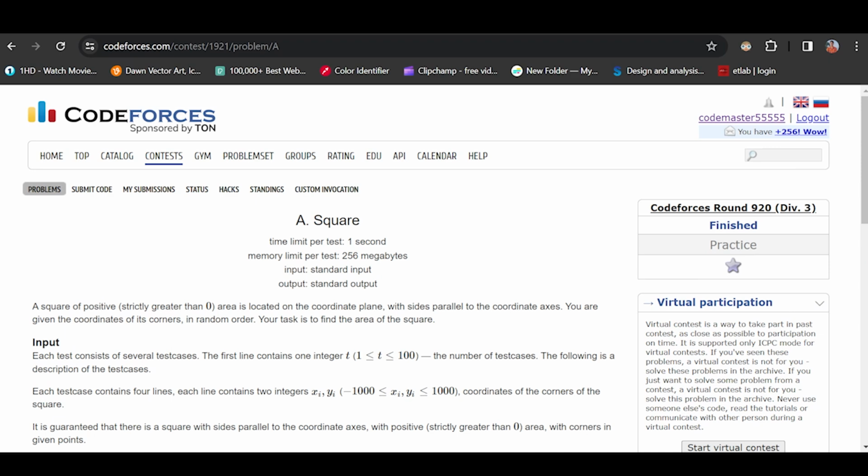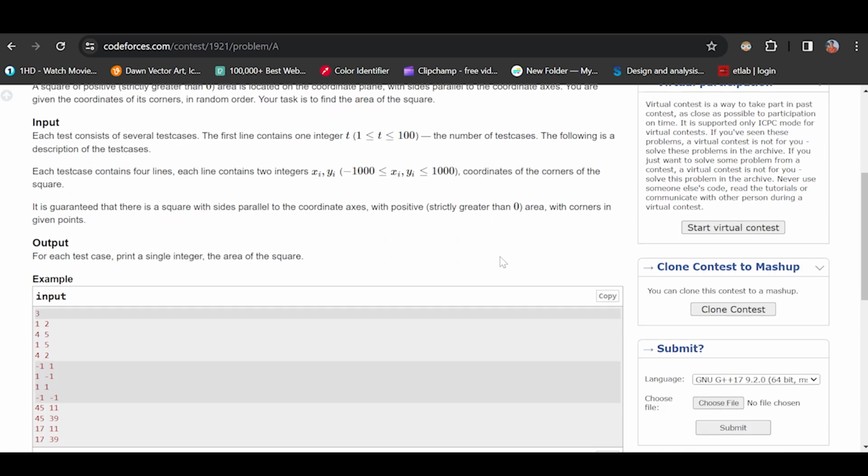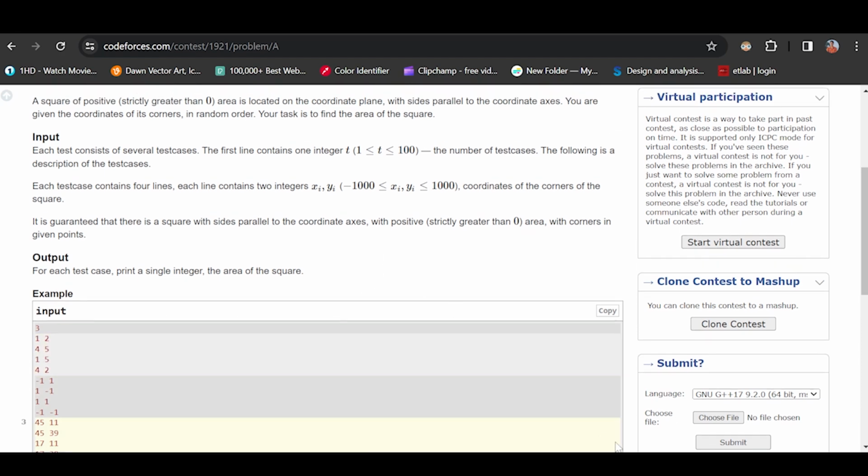In this video, we'll be trying to solve the problem 1921A, that is Square on Codeforces. Okay, now the basic summary of this problem is that you will be given the coordinates of a square as follows. From the given coordinates, you should find out the area of the square.